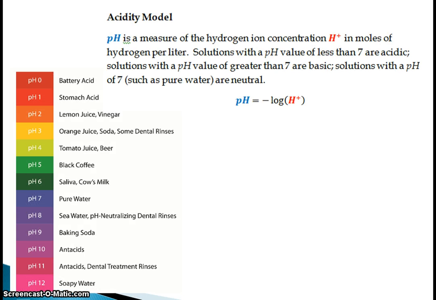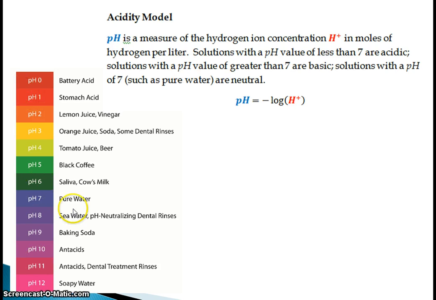Now, logarithms are used to model several things in the real world. One of them is levels of acid, or the acidity model. You may know this as a measure of pH. pH is a measure of the hydrogen ions in moles of hydrogen per liter. Here's the equation: pH, or the acidity level, is equal to negative log of H plus, where H plus is the moles of hydrogen per liter.